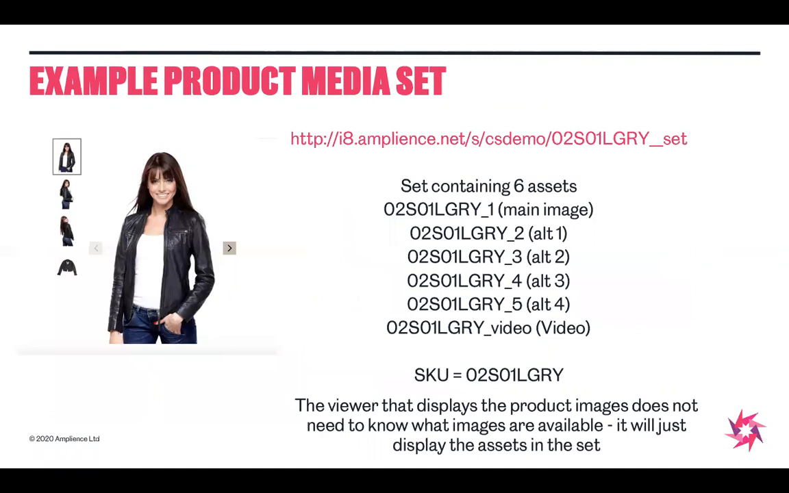They then form one object in Amplience and one URL, which your viewer will request from us. And that set will then contain all the assets that exist for that given product that you've ingested. You don't need to worry about ingesting all the assets that belong to that product at once.